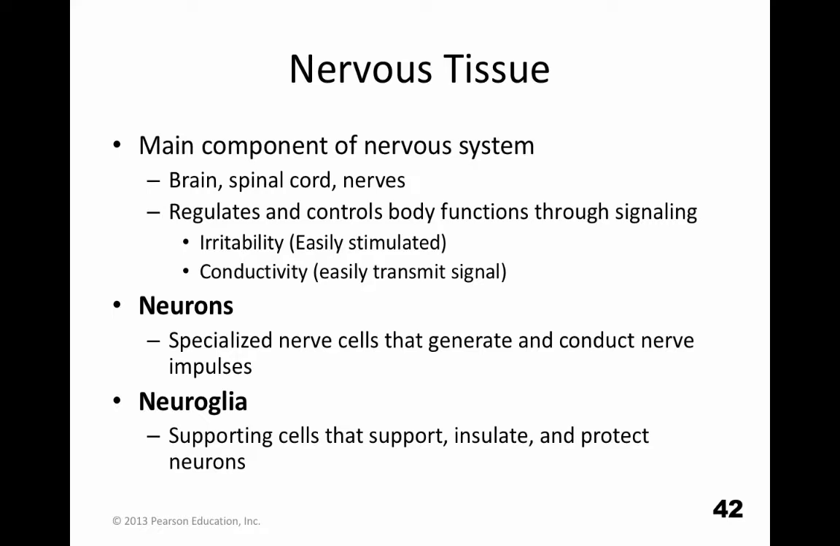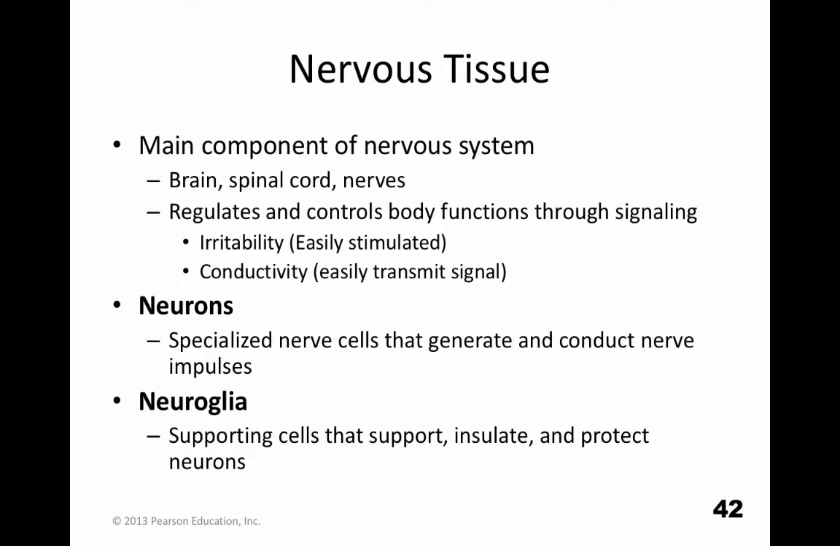So nervous tissue is the last tissue we're going to talk about, and it's the main component of the nervous system. So you can find it in the brain, the spinal cord, and the nerves, and it's important because it regulates and controls body function through signaling. It has two basic characteristics: irritability, which means that it's very easy to stimulate or activate, and conductivity, which means it's easy for it to transmit signals.